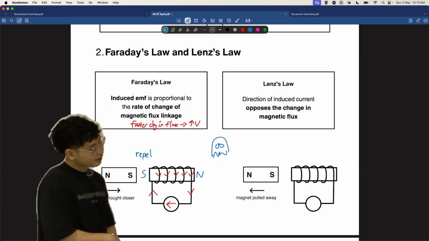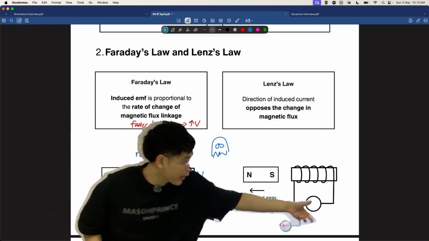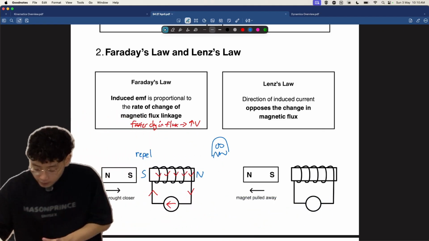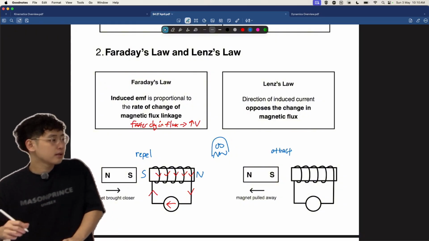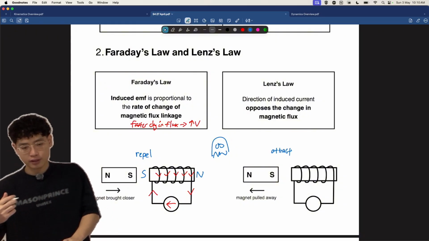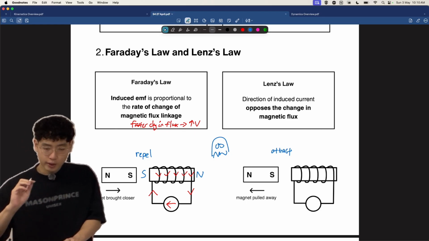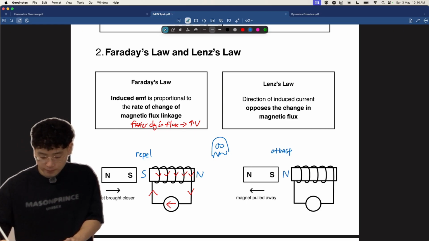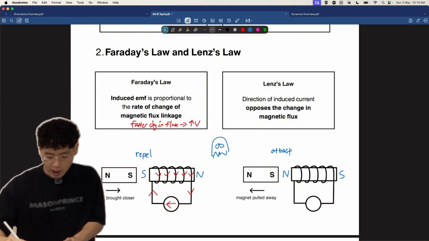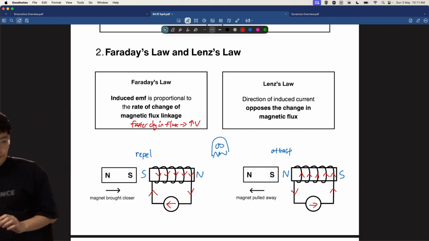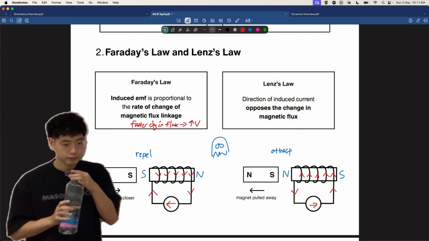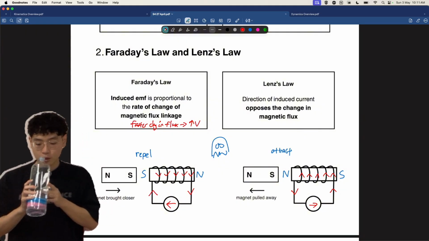Right, Lewis? Okay, of course, when we pull away the magnet, what does Lenz want to do? Lenz wants to attract back the magnet. Lenz wants to oppose the motion. So Lenz will form a south pole on the left side. Right-hand grip rule, the current will flow this way. Right, so that's how to do Lenz's law questions.